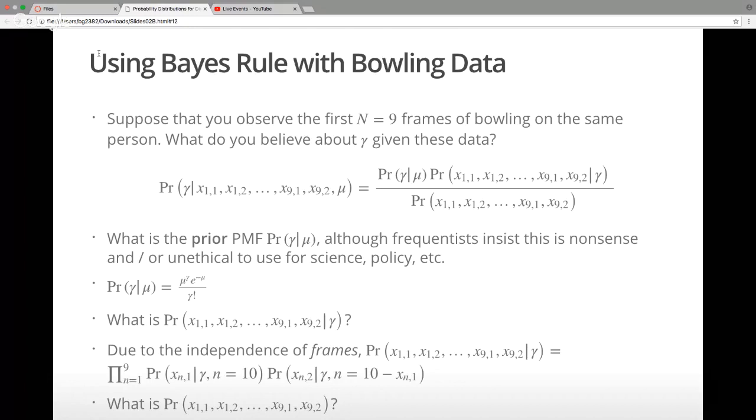Okay. So what then is the denominator piece? The probability of all the pins getting knocked down irrespective of gamma. What do we have to do in order to obtain that? How do we go from joint to marginal?